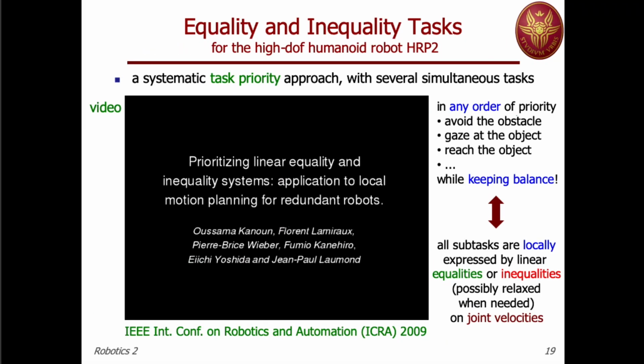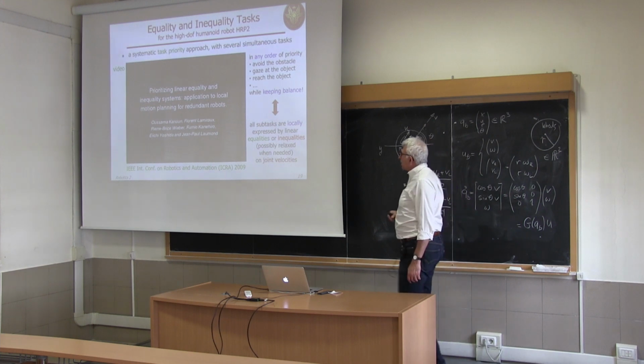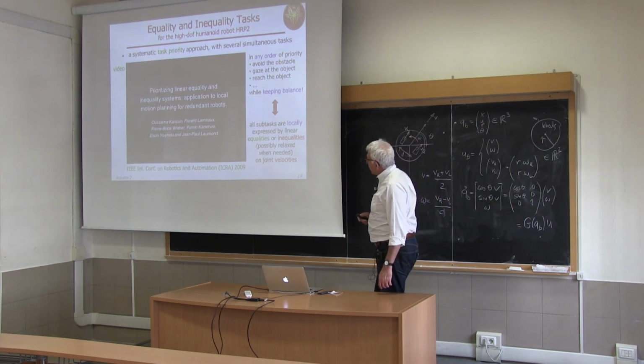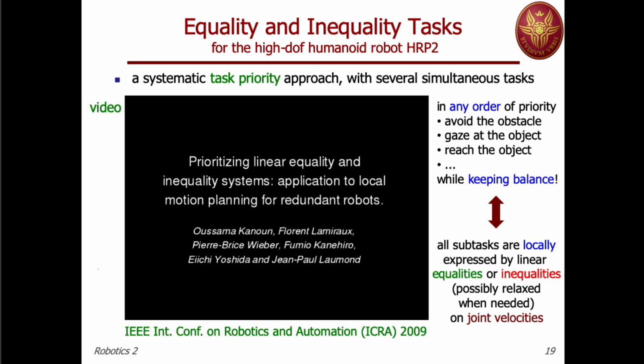So this is another example with a humanoid, but the humanoid is not moving his feet, so we can consider this as somehow a fixed-base manipulator. And this is why I'm presenting this very nice video by the French group of LAAS-CNRS in Toulouse. So here they are considering tasks for a humanoid, and there are several tasks that you can consider. Each of these can be locally described by equalities or inequalities of the linear type on the joint velocities, and you can consider different order.